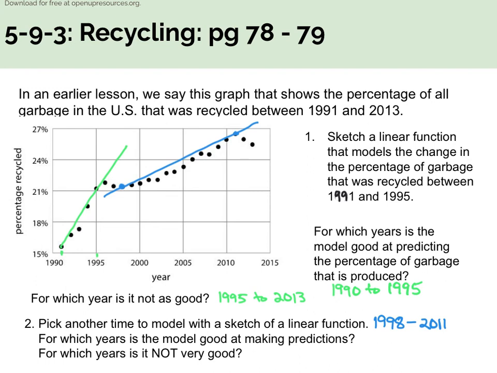Where is it not good? Well, it's before 1998 and after 2011. So this is where it's not good. If I extend out that line, it shows how it doesn't go with the data that's given there. That's why it's not a good prediction. So did you have to pick the dates that I picked? No, you can pick any others, but understand how it works as far as predicting with the model, and where it does not.